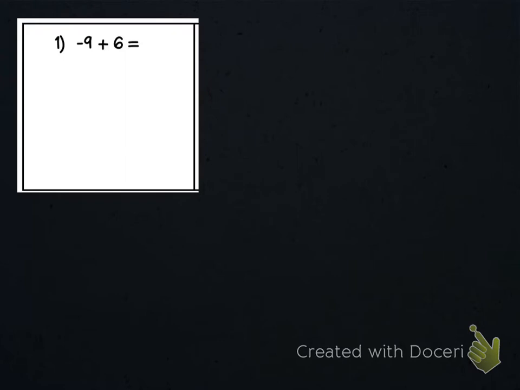Let's try another one. Number 1, we have a negative and we have a positive. Those are different. Therefore, we are going to subtract. 9 minus 6 is 3. Then I look at absolute value. -9 is 9 spaces away from 0. 6 is 6 spaces away from 0.